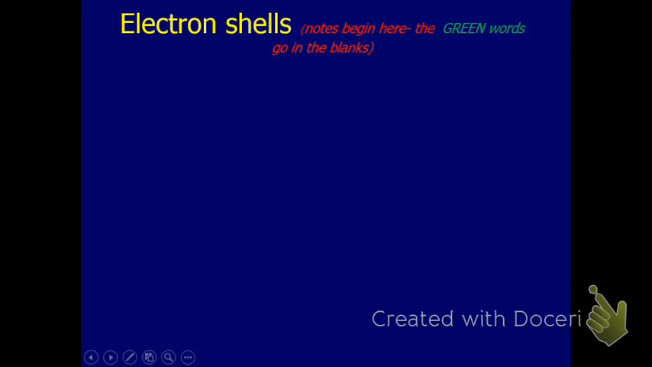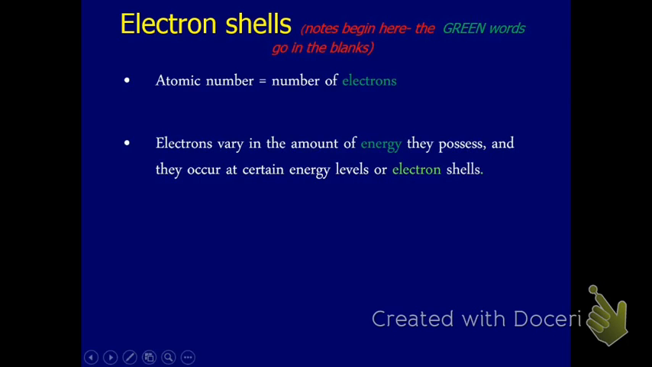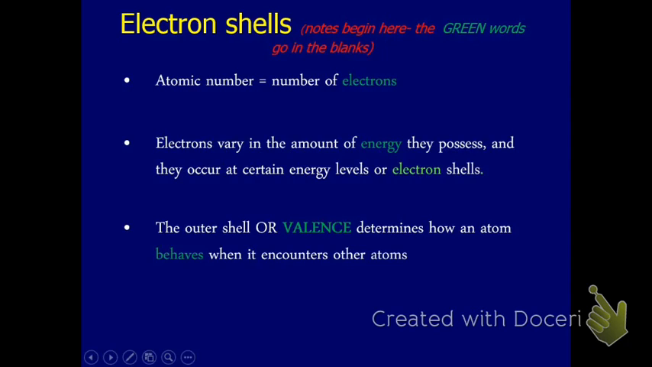Now, the electrons we know are spread out in different energy levels. Sometimes they're called shells. The instructions on the screen are going to tell you to add the green words into the blanks. So we know that the atomic number, not only is it the number of protons, but it tells us the number of electrons. Electrons can vary in the amount of energy they possess, and they occur at certain energy levels or the electron shell. Level 1 has a certain amount of energy, level 2 has a certain amount of energy. The outer shell, or the valence, determines how the atom behaves when it encounters other atoms.